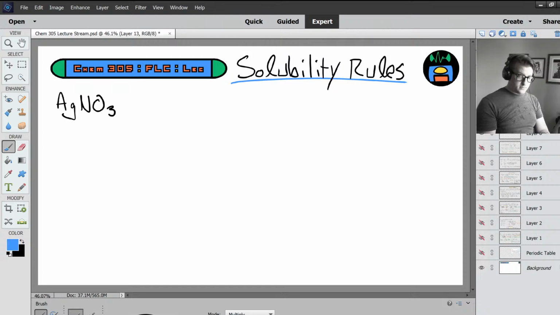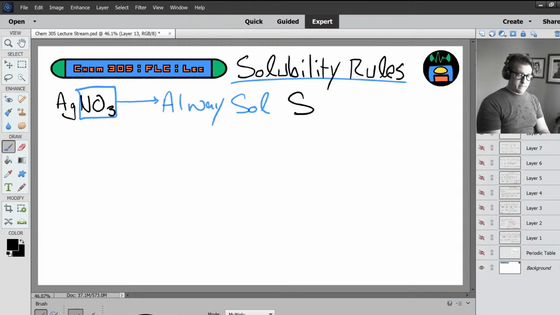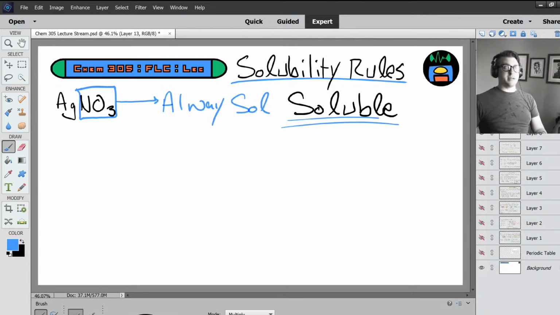Silver nitrate, again, your always soluble list is your best friend. Nitrate is on the always soluble list. That makes silver nitrate soluble in water. All right. It also makes silver nitrate the bullets that they use in Underworld, that the vampires use for shooting werewolves. They're filled with silver nitrate because the silver will burn the werewolves from the inside out. Now you know that it's also water soluble.